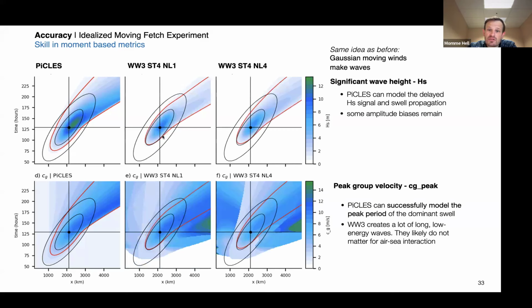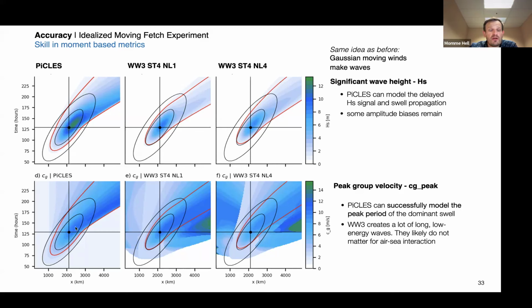And you can compare them to WaveWatch, two different versions of WaveWatch with different flags, with different nonlinear terms. And we have basically the same skill in creating this first order response of wave generation under a moving storm, right? You have this swath of swell behind the storm in all three cases. Mine is a bit too strong. We are missing the right dissipation.